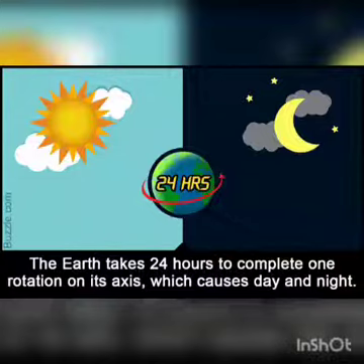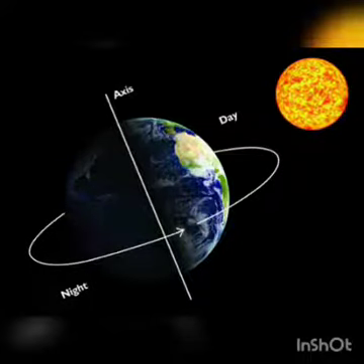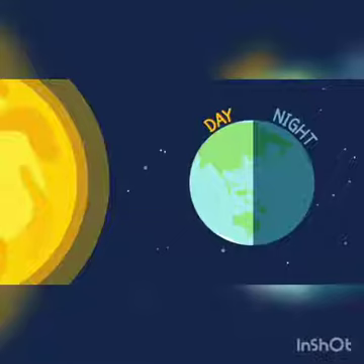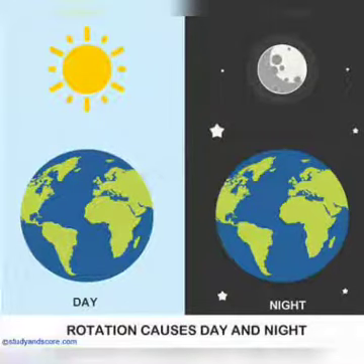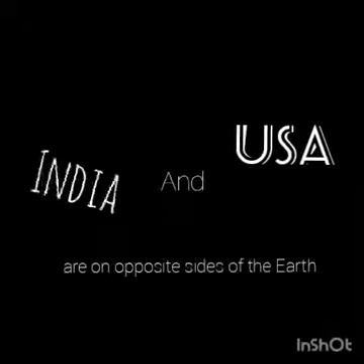One rotation of the Earth on its axis is what we call a day. It causes day and night. The side of the Earth which faces the Sun has day, and the side of the Earth facing away from the Sun has night. For example, when it is day in India, it is night in USA. India and USA are on the opposite sides of the Earth.